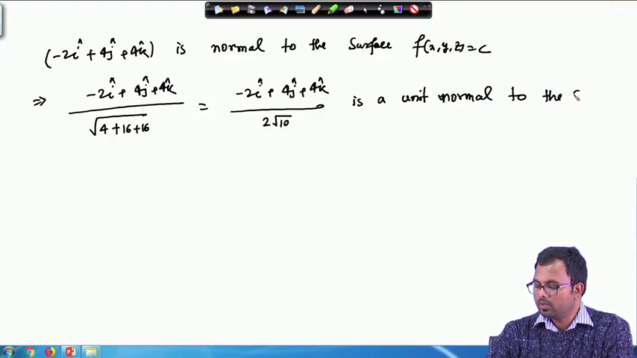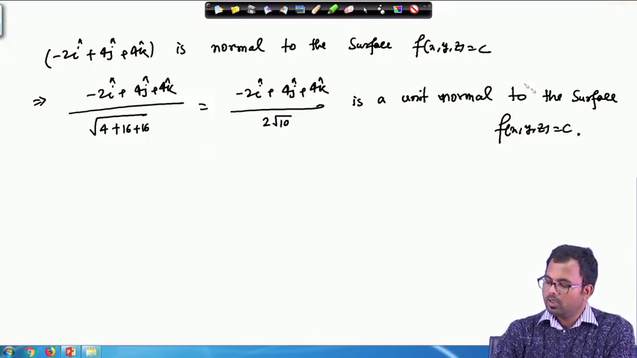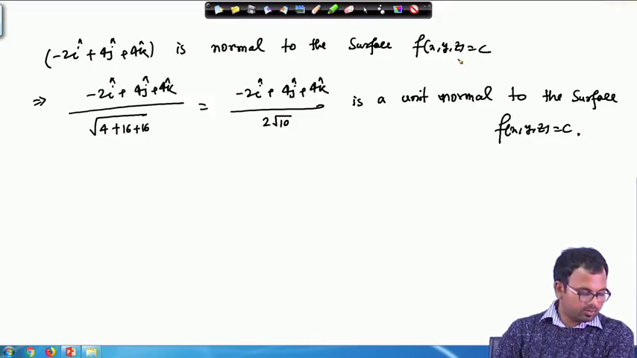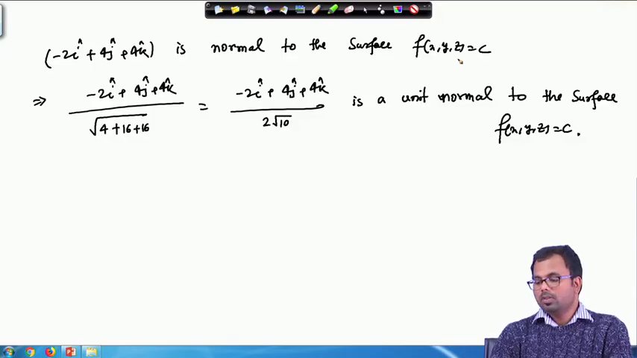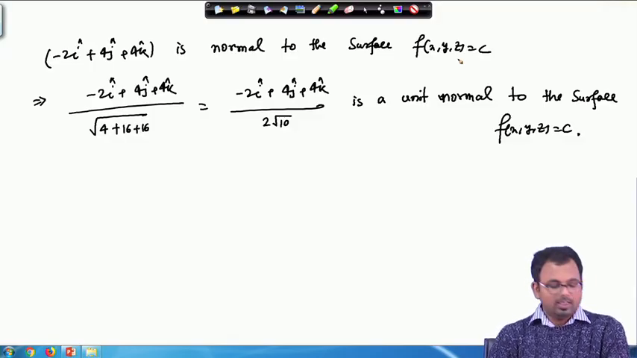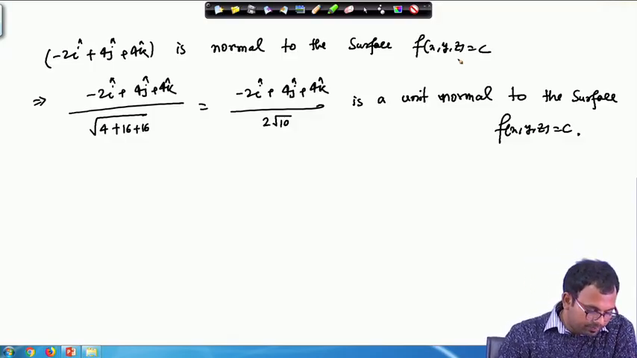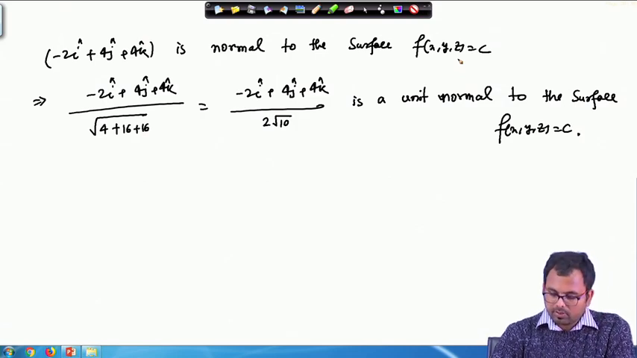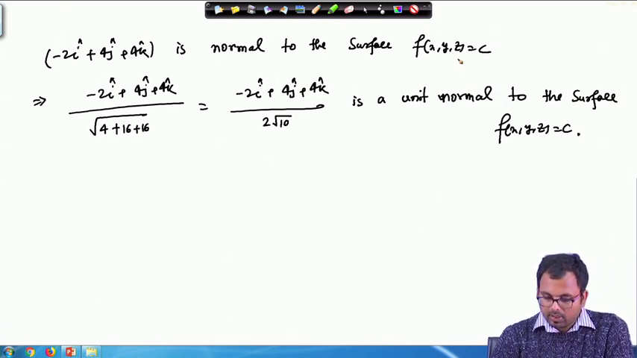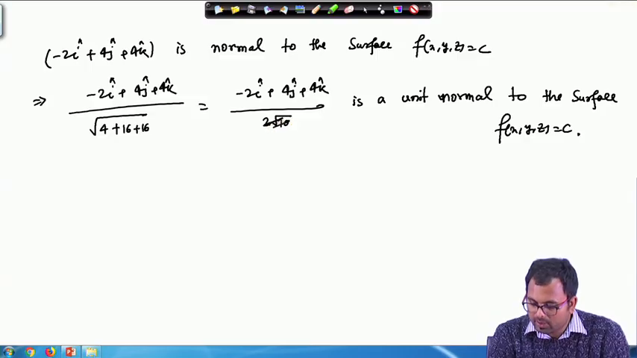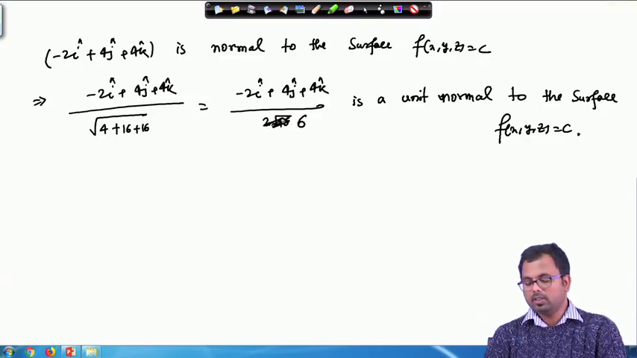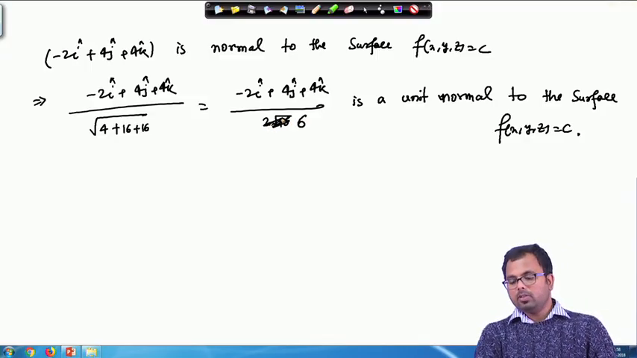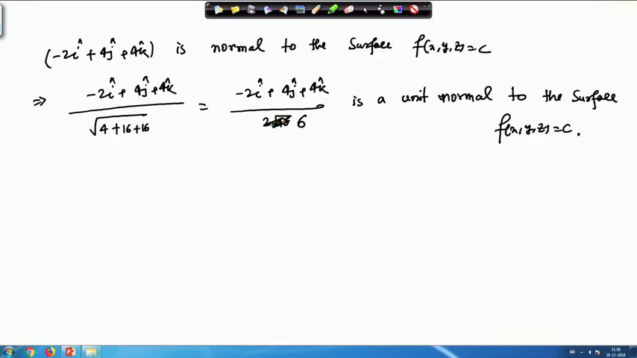So ultimately this will be (-2i + 4j + 4k) divided by the square root of 36. Sorry, 4 plus 16 plus 16 is 36, not 40, so the square root is 6. So this is the required unit normal, or unit vector, perpendicular to the surface f(x, y, z) = c, where f(x, y, z) is basically our x²y + 2xz, and c is 4.